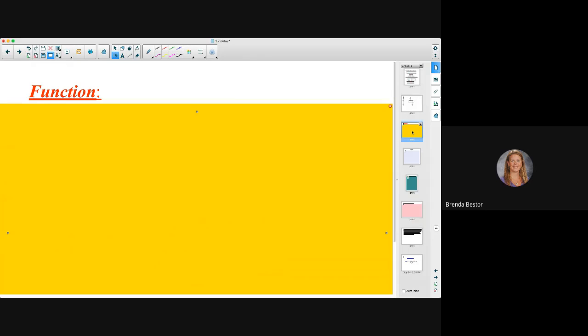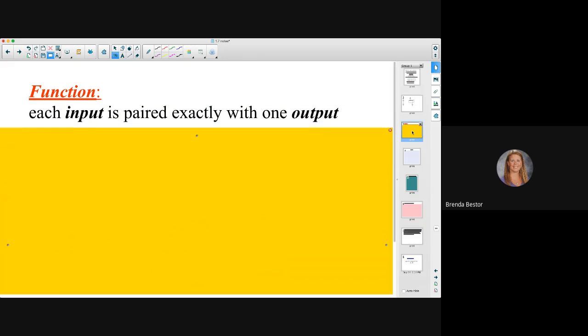With the word function. So that was a function machine. And the word function says each input is paired exactly with one output. And that's really confusing the way it's written, but it's the best way to describe it. And I'm just going to talk through it like it's a function machine. Each input is paired exactly with one output.